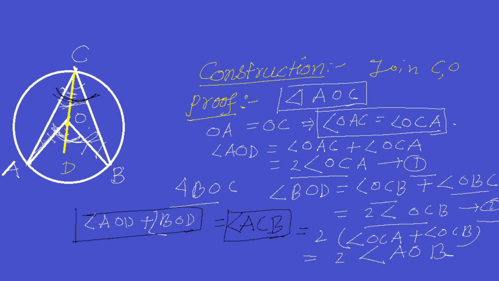So we say that the angle at the center by any arc is double the angle formed by the same arc at a point on the circle.